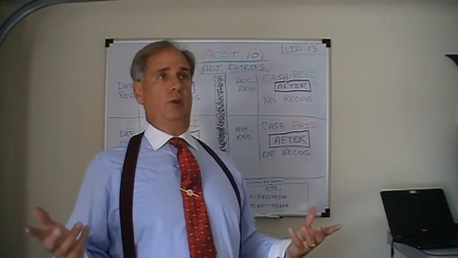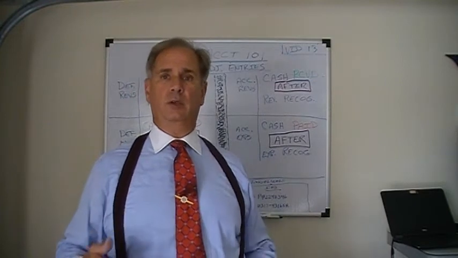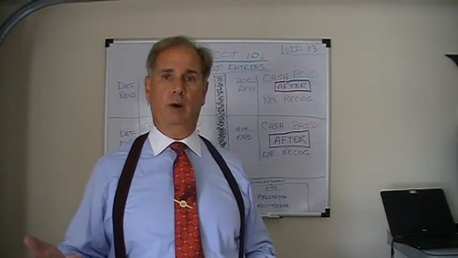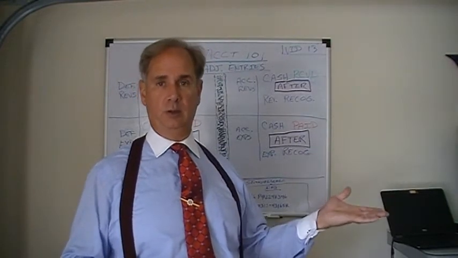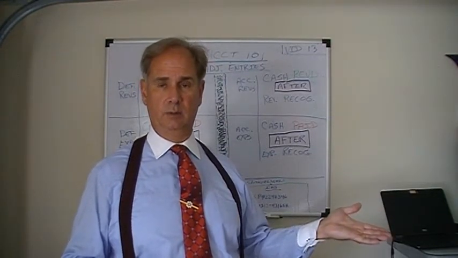So a hypothetical situation is insurance. It's January 1st. I bought an insurance policy for my warehouse for $12,000 cash. I debit prepaid insurance, which is an asset account. Okay.